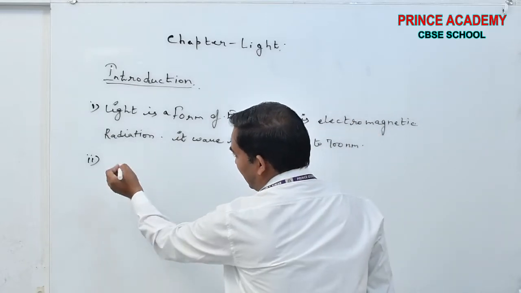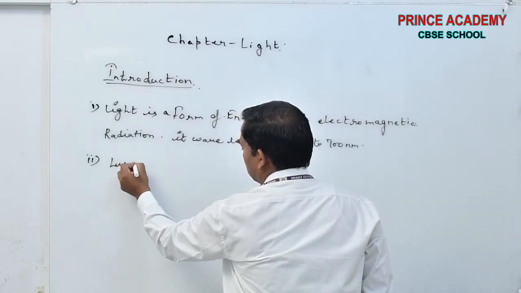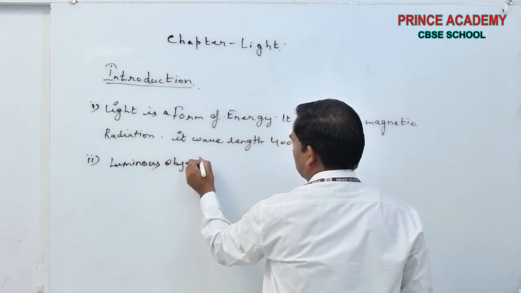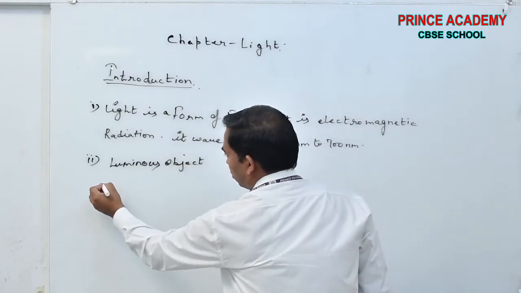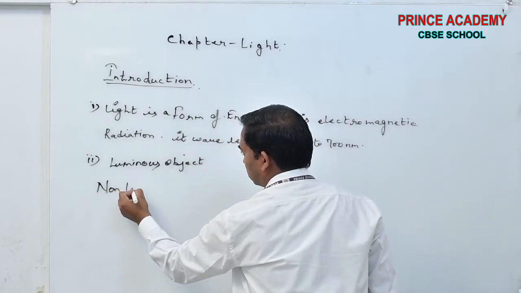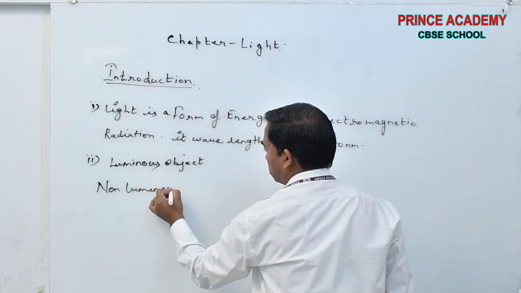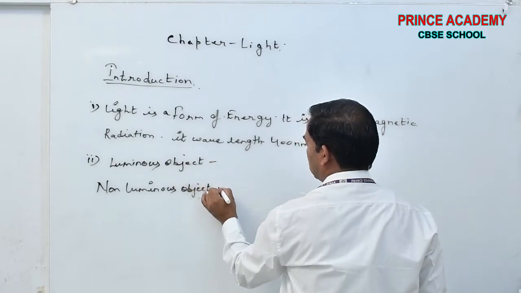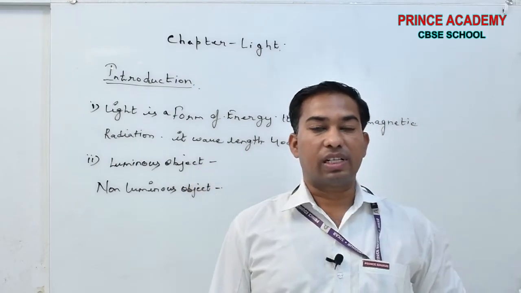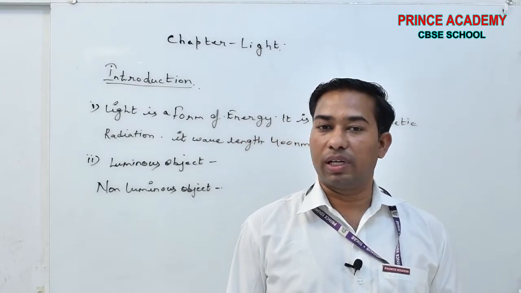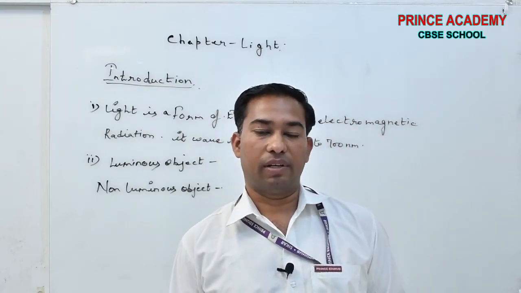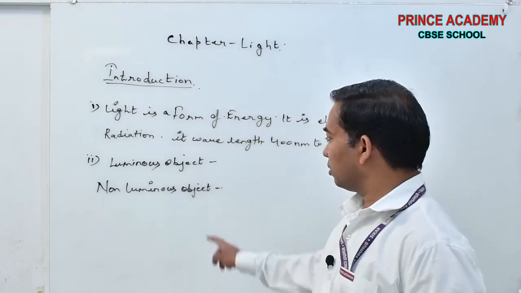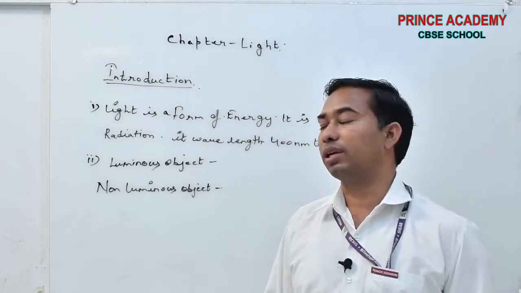can be classified as luminous object and non-luminous object. The luminous objects are those which can emit their own light, just like the sun, bulb, electricity, torch, etc. They are called luminous objects, which emit their own light.